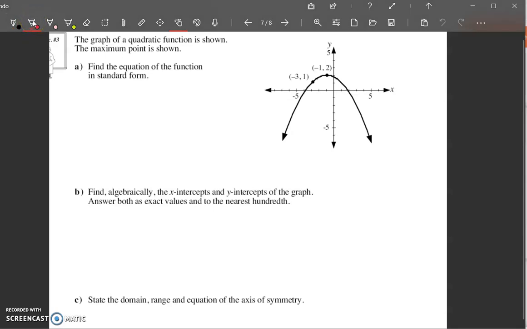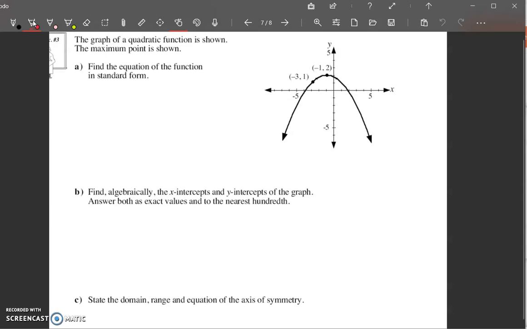Example number 3 on page 318. So this example basically ties all the different things that we have done in this lesson. We're going to make an equation. We are going to then find the x and y intercept, and we're also going to talk about the domain, range, and equation of axis of symmetry as we did in previous lessons.